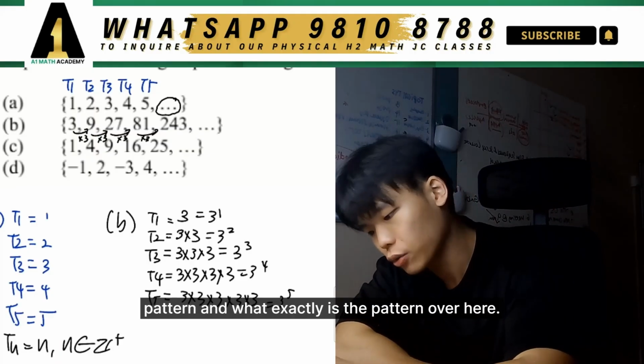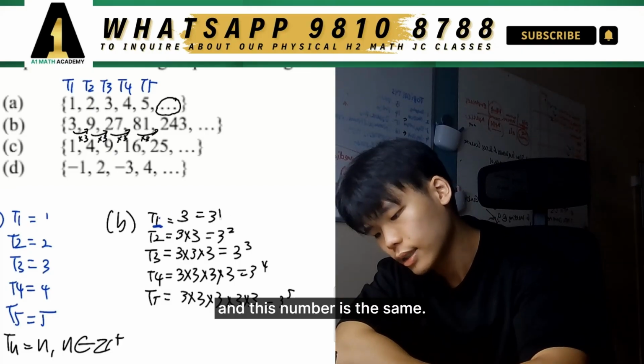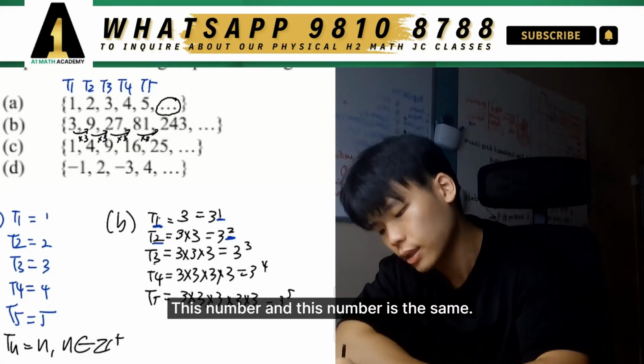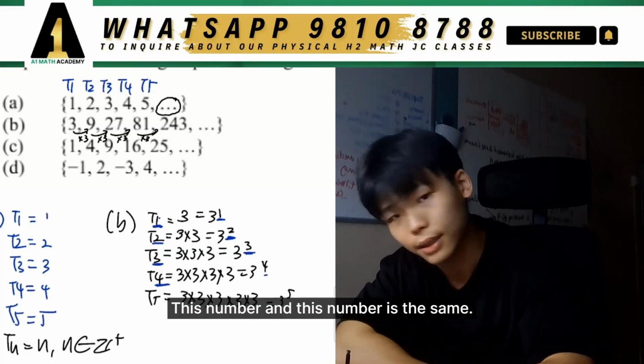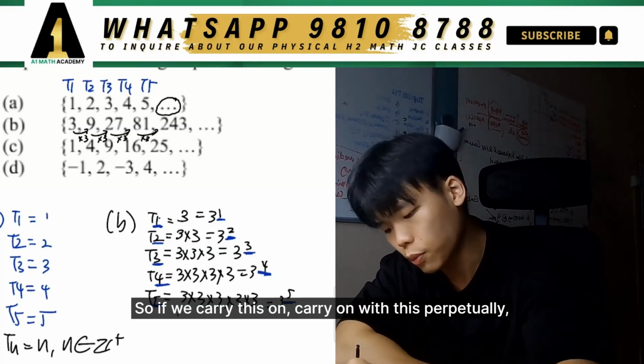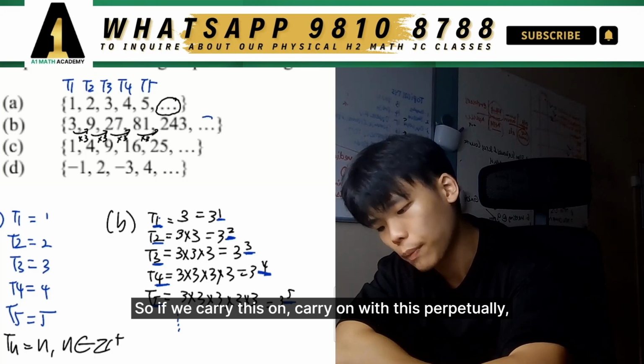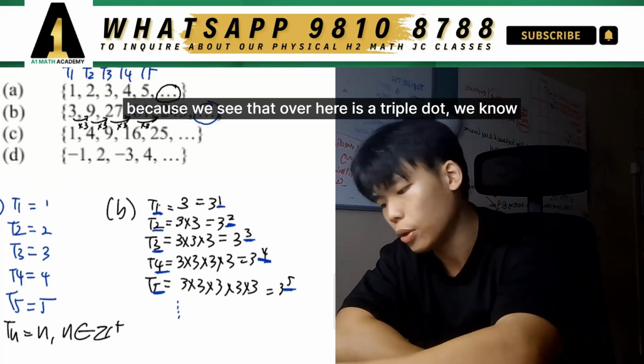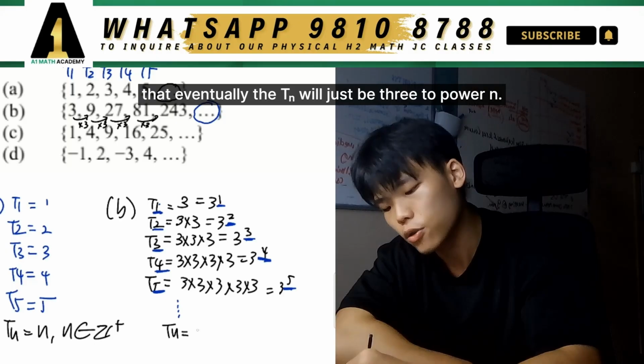And what exactly is the pattern over here? So you can see that this number and this number is the same. This number and this number is the same. And then this number and this number is the same. So if we carry on with this perpetually, because we see that over here is a triple dot, we know that eventually the Tn will just be 3 to the power of n.